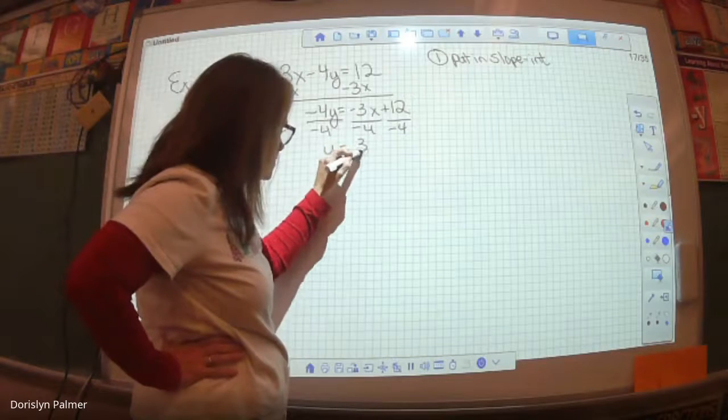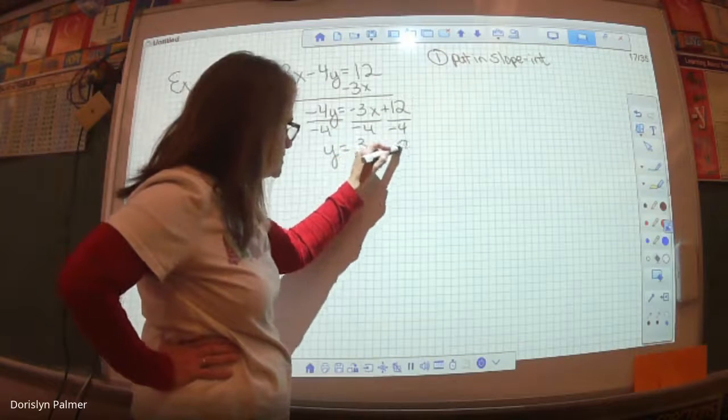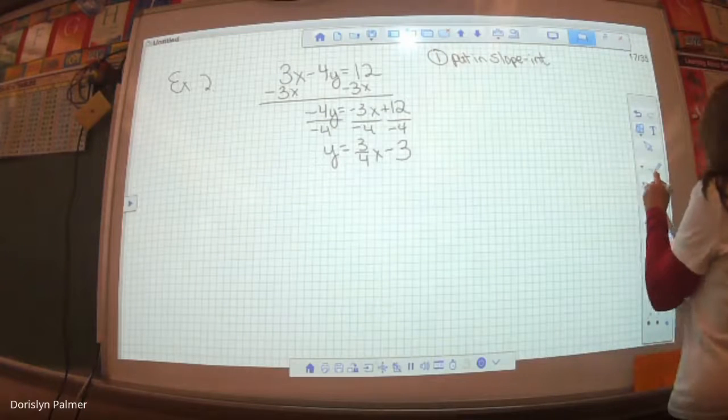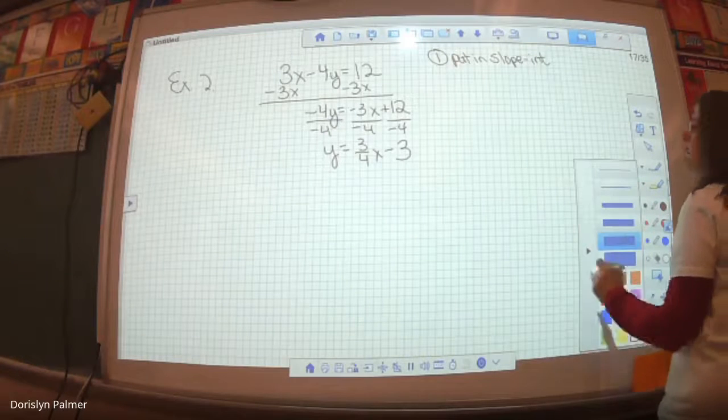Y equals 3/4 x minus 3. So we have it in slope-intercept form now.